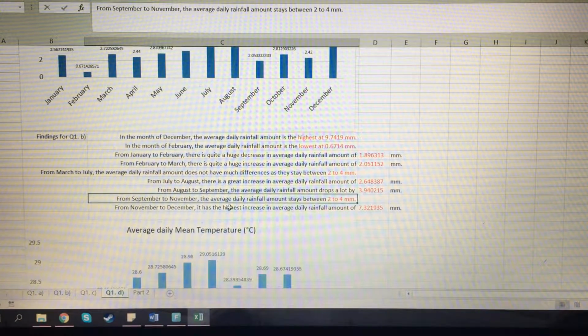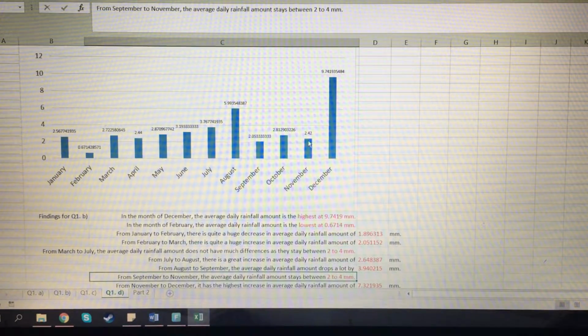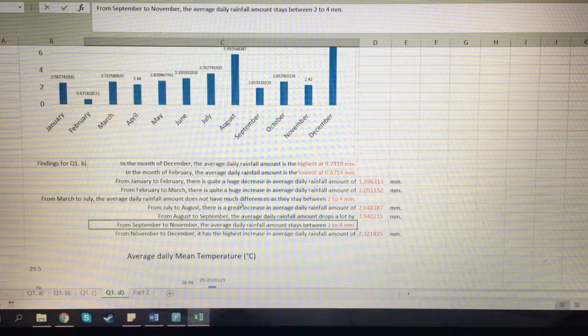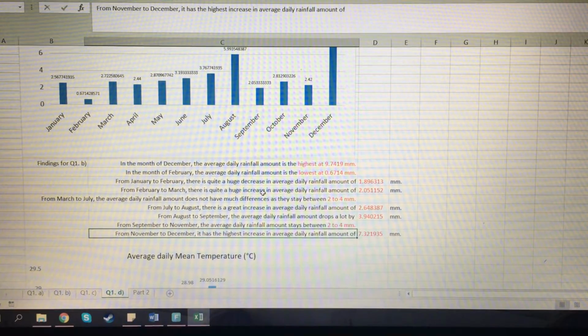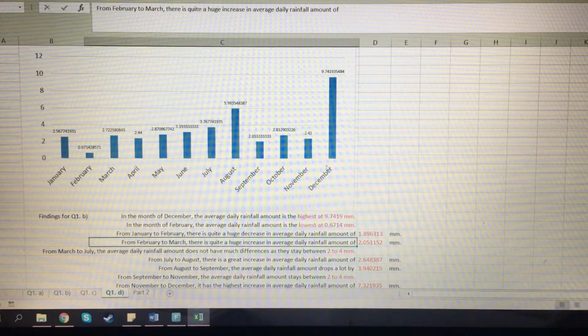From September to November, the average daily rainfall amount stays between 2 to 4 mm. So you can see here, it stays between 2 to 4 mm. And from November to December, it has the highest increase in average daily rainfall amount. So it's very obvious that there's a huge increase from November to December.